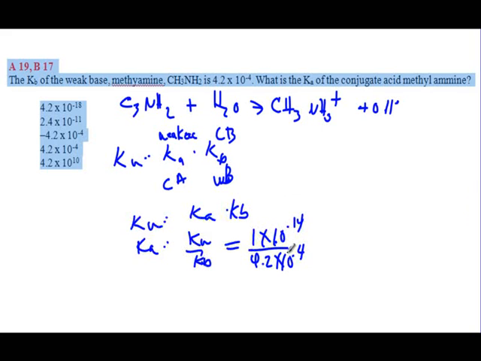Here, again, we're probably going to have to do this without a calculator. So 1 divided by 4 is about 0.25. 14 minus 4 is 10, so that'd be times 10 to the minus 10, which is the same as 2.5 times 10 to the minus 11. And I only have one choice in that range, and this would be it.